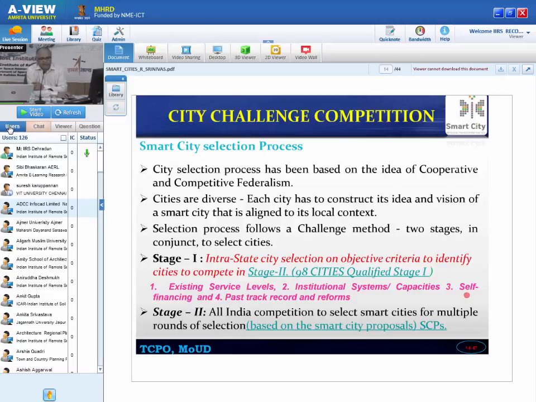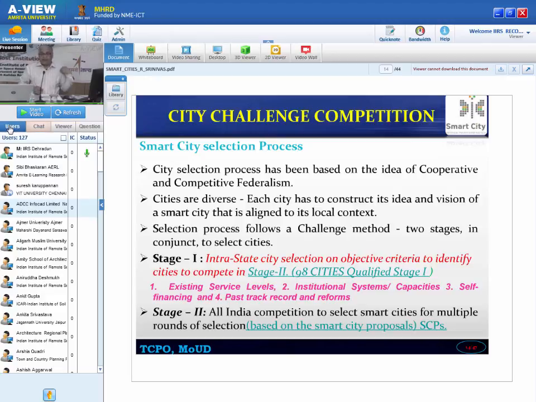Now, let me show a few slides. How the selection process went: this was the first time in the entire history of urban development that a City Challenge competition was held. I think you are all aware of that because all the newspapers highlighted how the smart cities selection process went up. Now, the selection process has been based on the idea of cooperative and competitive federalism.